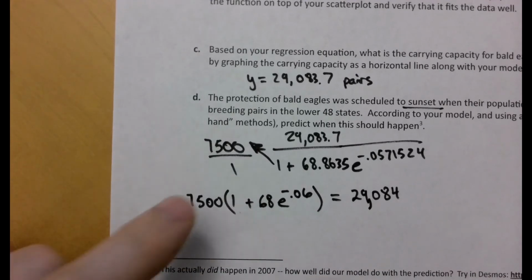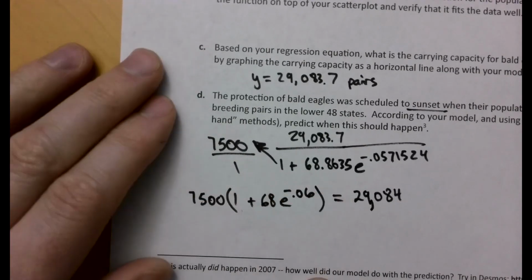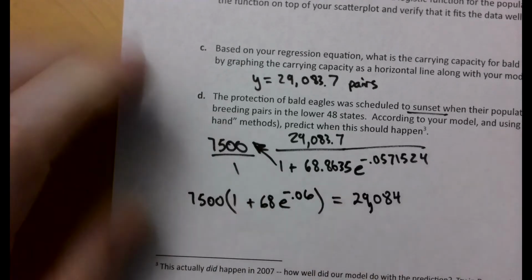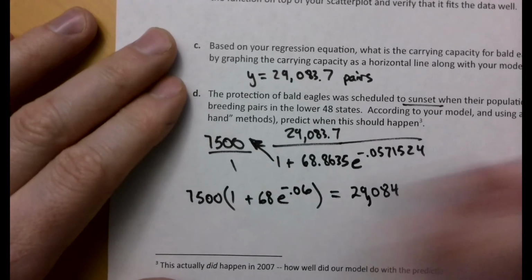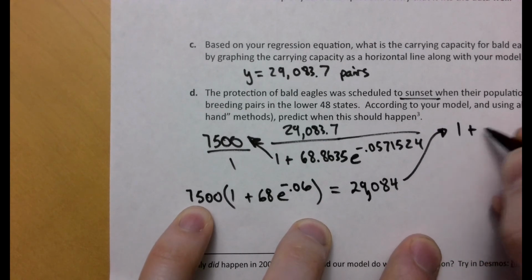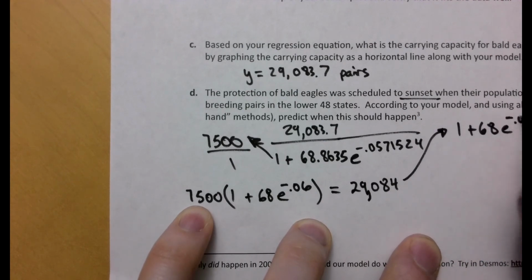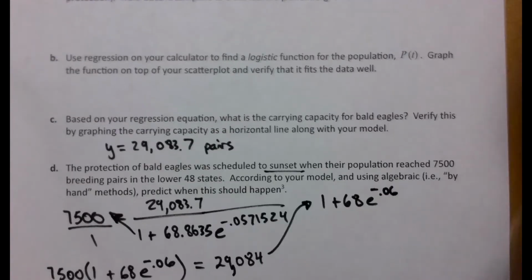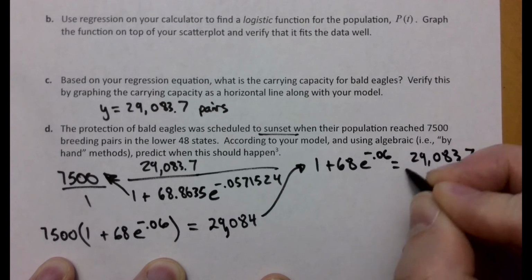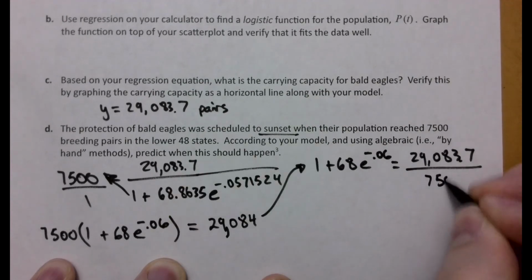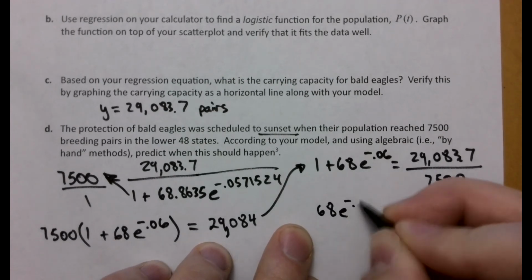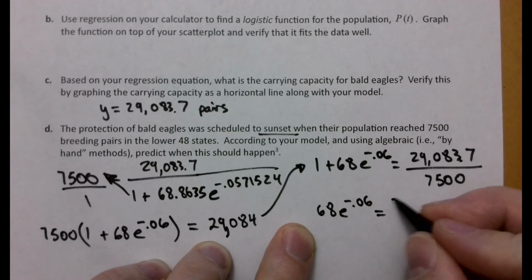All right. So instead of distributing this 7,500, I'm going to divide both sides by it. And then I'm going to subtract 1, and then I'll have an exponential thing by itself. So let me rewrite this over here where we have more space. When I divide by 7,500, I'll have 1 plus 68 e to the negative 0.06 equals 29,083.7, which is what the actual number was, divided by 7,500. I will then subtract 1 from that. So I'll have 68e negative 0.06, and this gross thing minus 1.